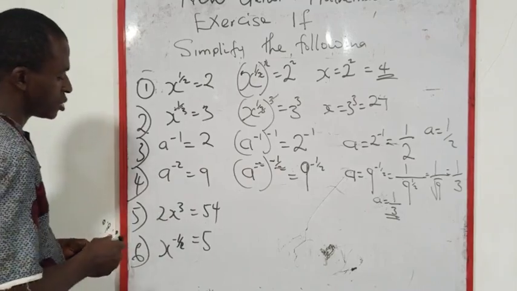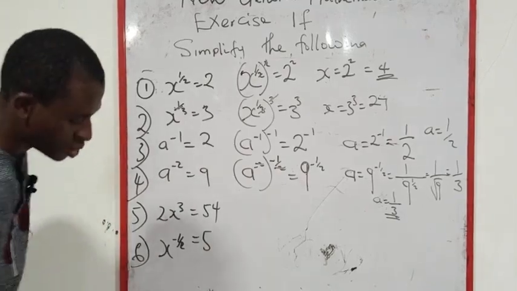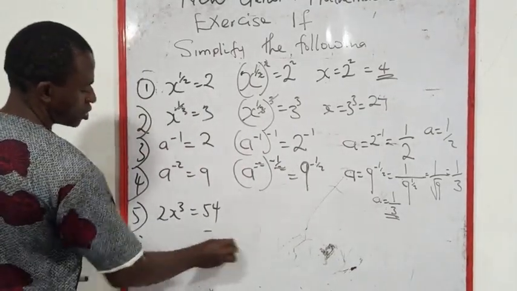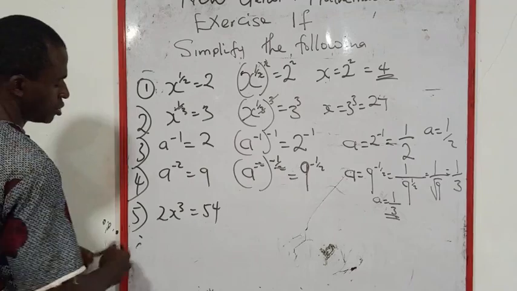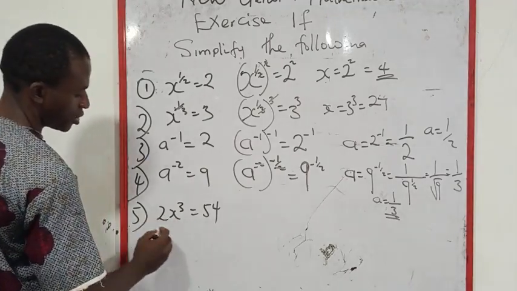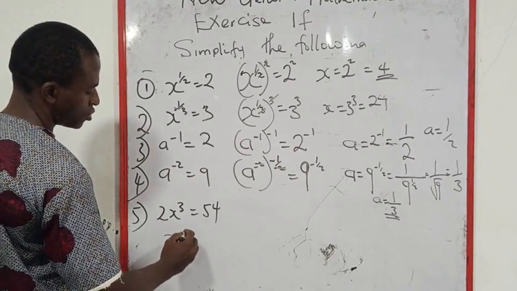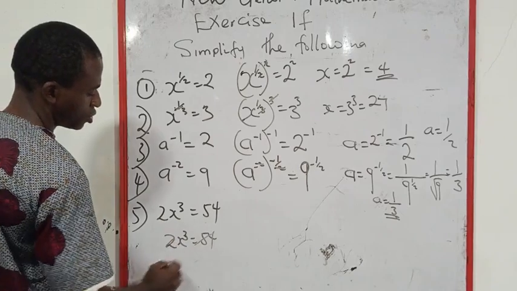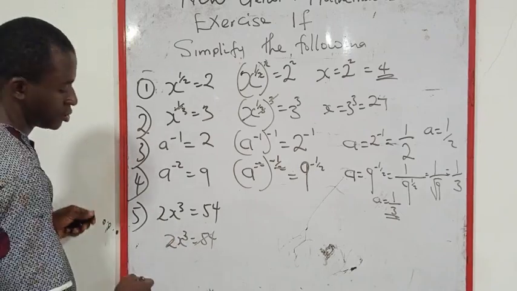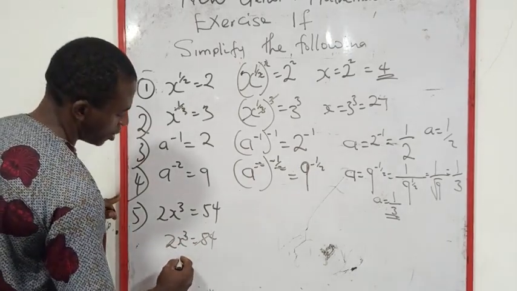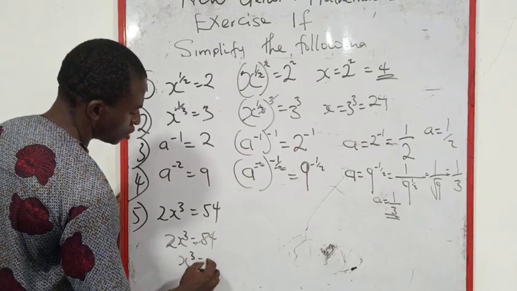Let me see this question in YouTube so that I can have space to solve this other question. Now see what we are having here. The first thing is to divide both sides by 2. 2x raised to power 3 equal to 54. Divide both sides by 2, the way we solve our simple equation. So we now have x raised to power 3 equal to 27.